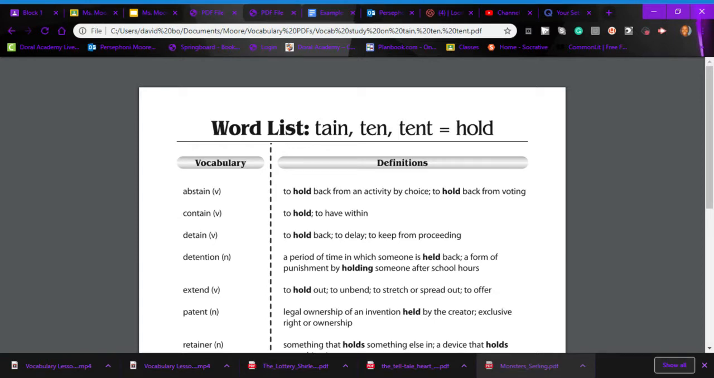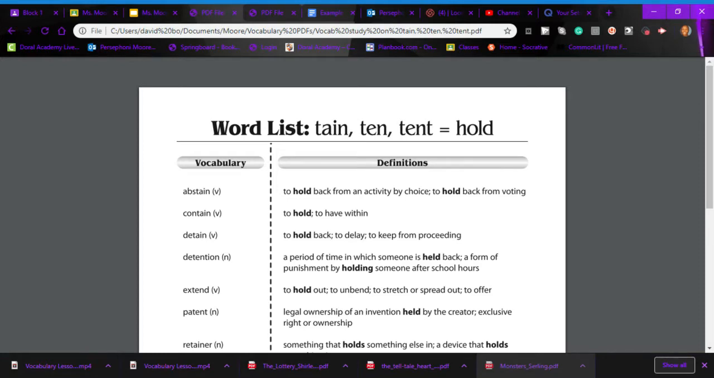Detention is a noun. We've all heard this word before. It's a period of time in which someone is held back, a form of punishment by holding someone after school hours. You may not have personally been in detention, but in all those TV shows and movies that involve kids, there's likely to be one or two or three children in detention for some reason or another.